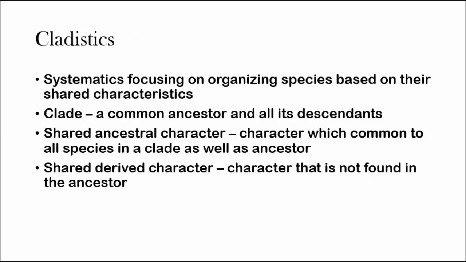Now, whenever you're doing cladistics, there are two important terms to know. The first term is a shared ancestral character. That's a character which is common to all species in a clade as well as the ancestor. For example, all mammals have vertebrae, backbones. All mammals do, as well as the common ancestor that mammals came from. That common ancestor also had a backbone. Therefore, that's a shared ancestral character. A shared derived character is a character that is not found in the ancestor. For example, hair. Mammals have hair, but the common ancestor of mammals did not have hair. So that's a shared derived character because it was derived with time; the ancestor did not have it.